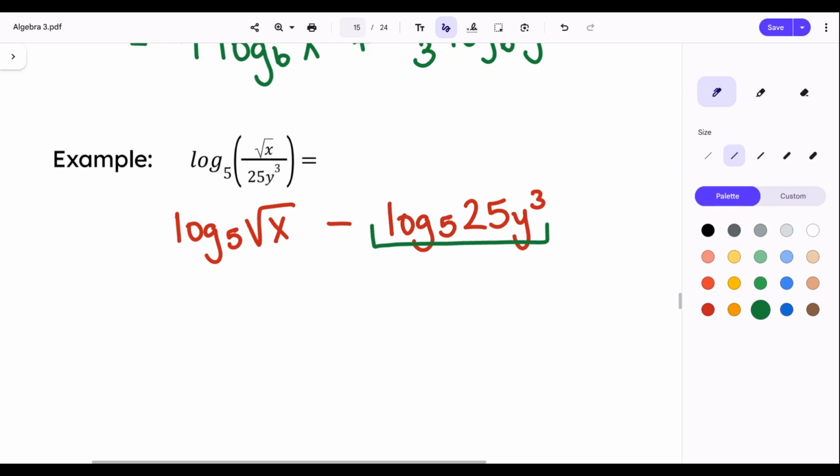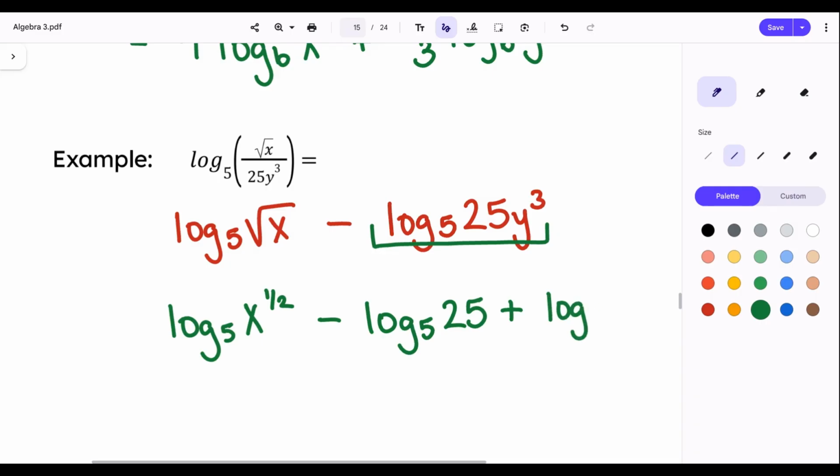So I'm going to leave the first one alone. The only thing I might do here is rewrite this so it says x to the 1/2, just because we saw up above on the other example with that radical that we wanted to move that. So I'm just going to rewrite it with that 1/2 as the exponent. Okay, and then we have minus. Now over here I'm going to write log base 5 of 25, and then plus log base 5 y to the third. So I just separated those out even a step more.